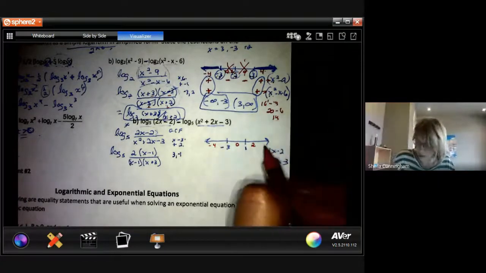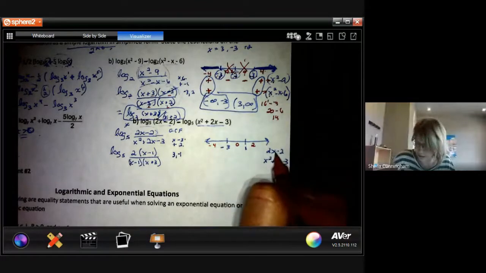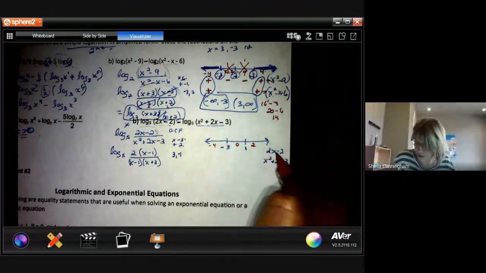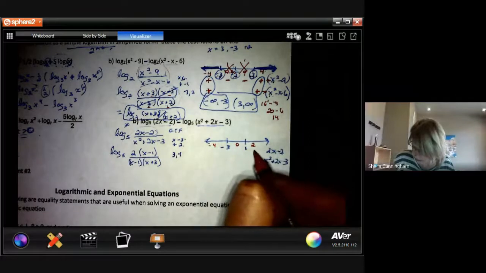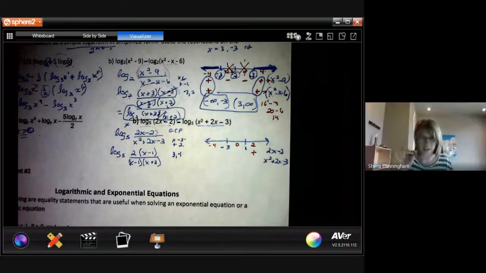Okay, so if I go and put a 2 in for this x, I'm going to get 2 times the 2, which is going to give me 4. And then I subtract the 2. So 4 subtract 2, that's going to give me a positive value. So that's a good thing.